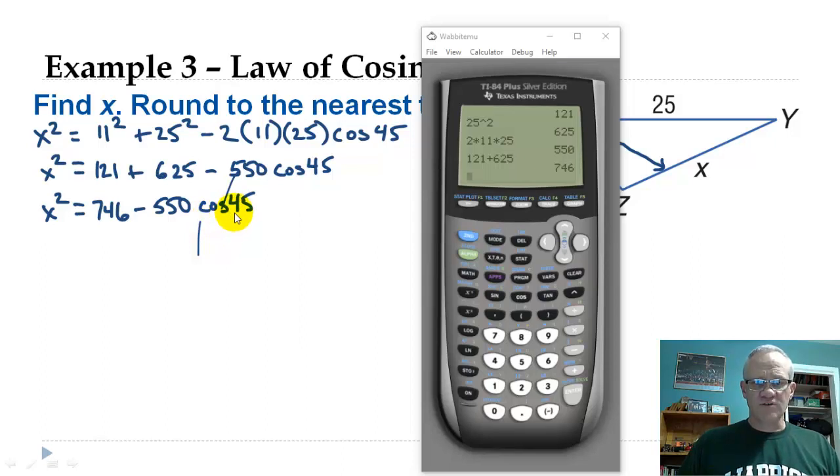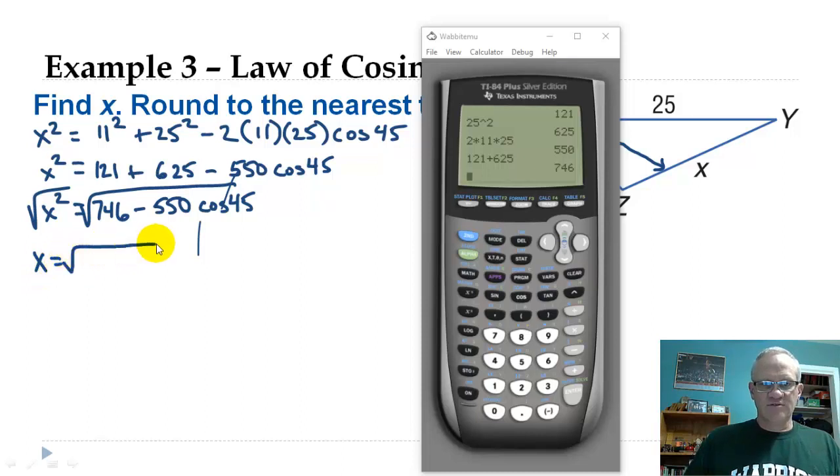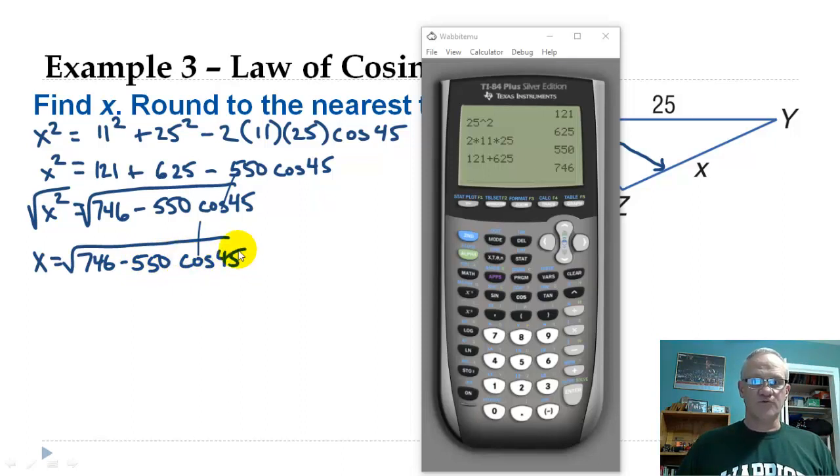I want to try to find out what x is. What undoes squaring something? Taking the square root. So we will take the square root of all this so that we get x. So x is the square root of 746 minus 550 times the cosine of 45. We're going to type that into our calculator: second function, square root, 746.